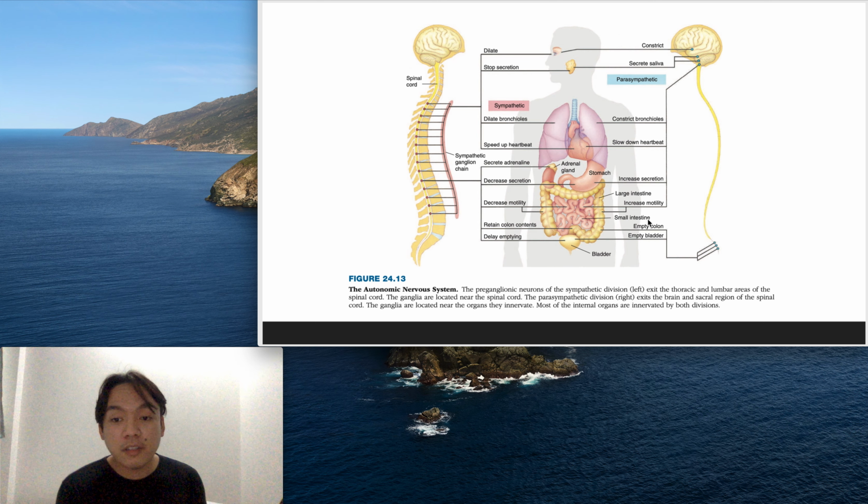So most of the internal organs are innervated by both divisions. So if the sympathetic will dilate, the parasympathetic will constrict. If the parasympathetic will secrete saliva, the opposing one is to stop secretion. Constrict, dilate bronchioles, slow down heartbeat, speed up heartbeat, and vice versa.